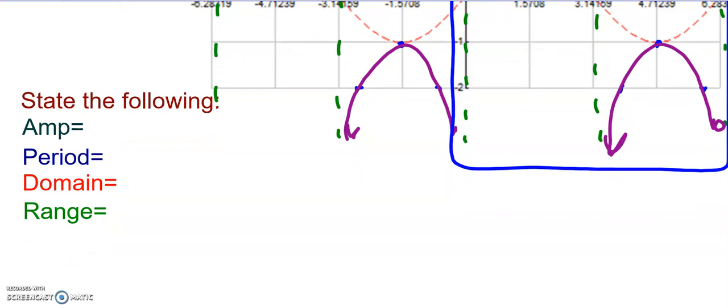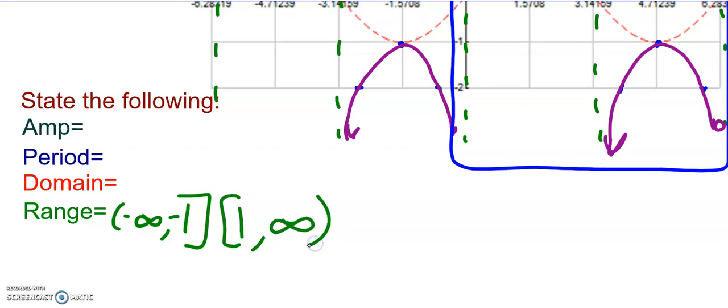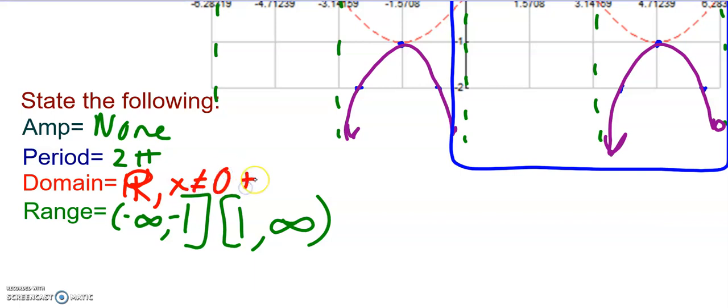Let's talk about these values. So the range of cosecant is going to be -∞ to -1, including the -1, and then 1 to infinity. So therefore the amplitude is none. The period is 2 pi, and the domain is going to be all real numbers, except for, pick an asymptote, so I'm going to say x does not equal, again, I'm just going to choose 0, plus the distance between asymptotes is pi, times n.